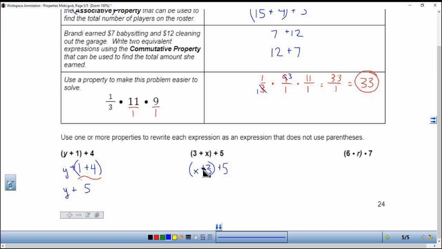Didn't change the groups yet. We just changed the order of the x and the 3. That's the commutative property. And now, maybe you can see this, now we can change the groups. So we'll keep the numbers in the same order. We'll just change the group. And we can do 3 plus 5. That would be 8. So this would just be x plus 8.